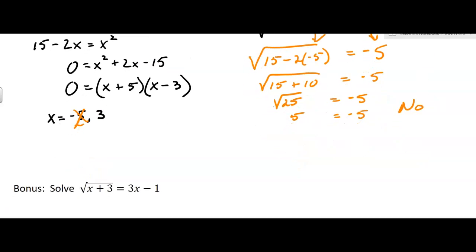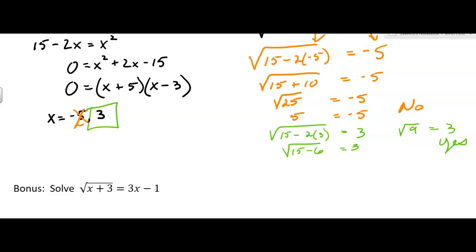Okay, maybe the 3 works. So we'll try that. The equation was the square root of 15 minus 2 times 3 now. I'm putting in a 3. Does that equal 3? So I get the square root of 15 minus 6, which is the square root of 9. And yes, so the 3 worked this time, but the negative 5 didn't. But that's why you have to check them. There's no guarantee that one's going to work and one isn't. There's no guarantee that both of them will work or that neither one will work. You just have to try it.